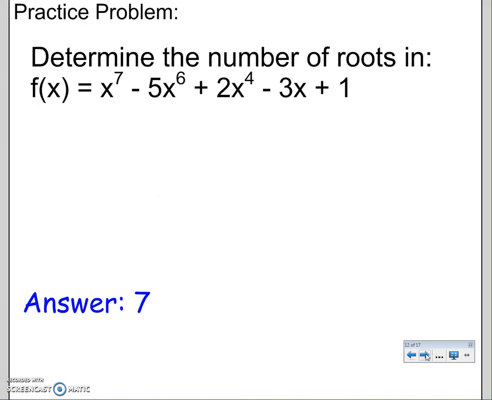Alright, here's your practice problem. Try it. Find the number of roots. Should be really easy. The answer is 7. Again, if you can do that, you should be fine in class.